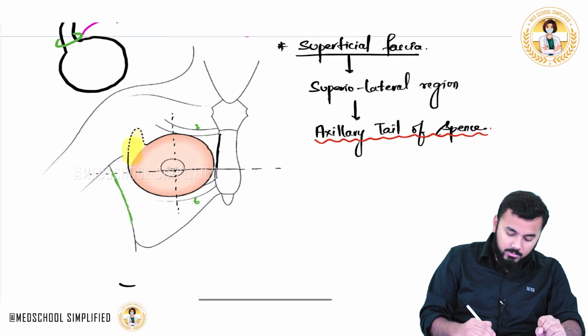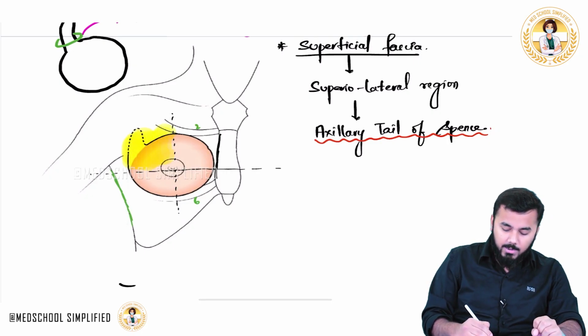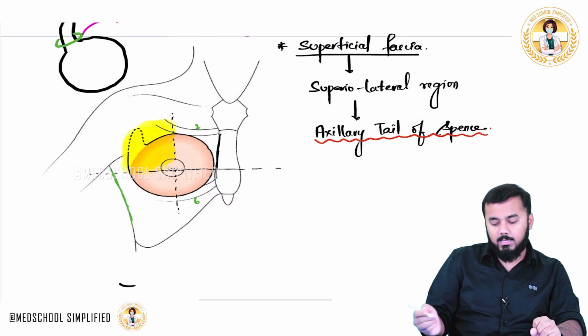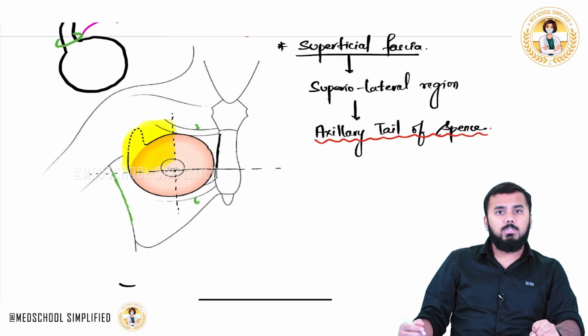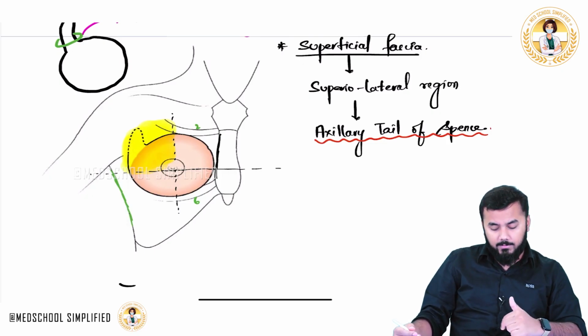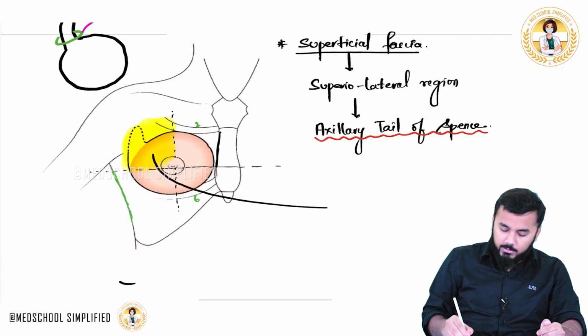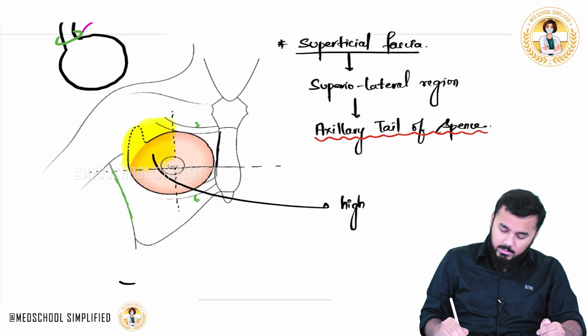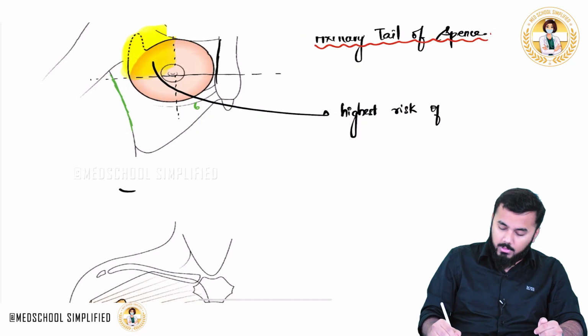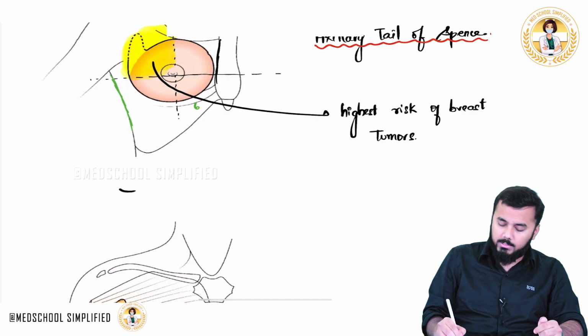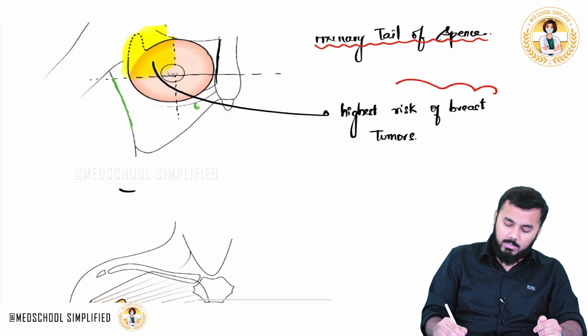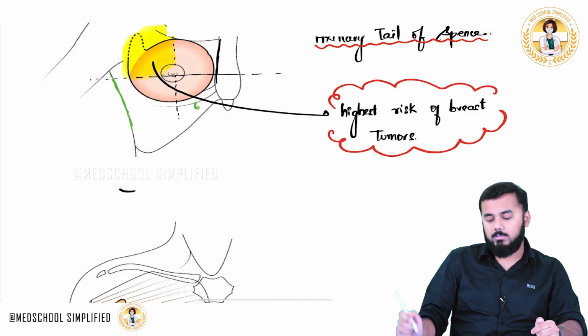Which region of the breast has a high percentage of breast cancers, guys? So this superior lateral region is a place where around 60% of the breast tumors develop. So this is the place where there is the highest risk of breast tumors. Highest risk of breast tumors. So this is something that has to be taken note of. This is very important.